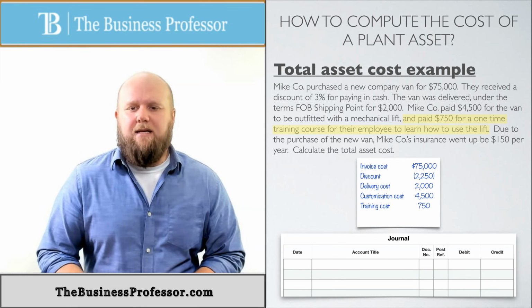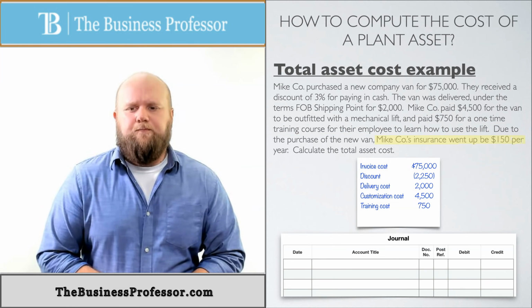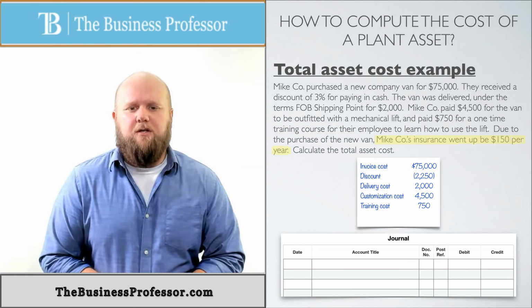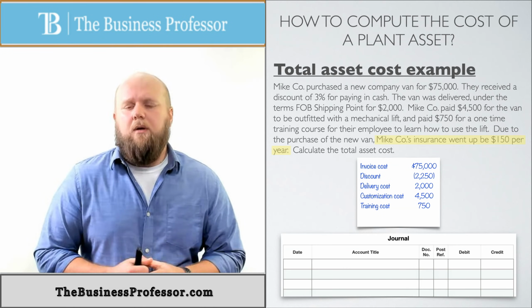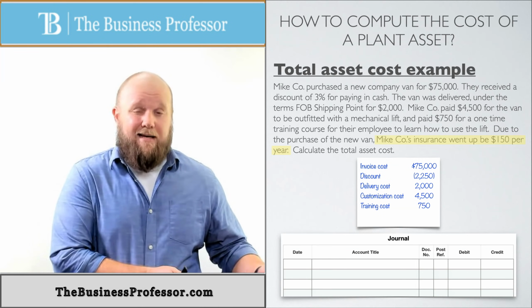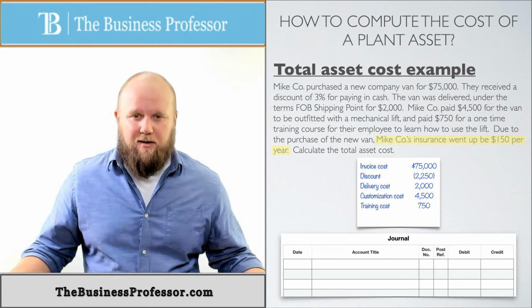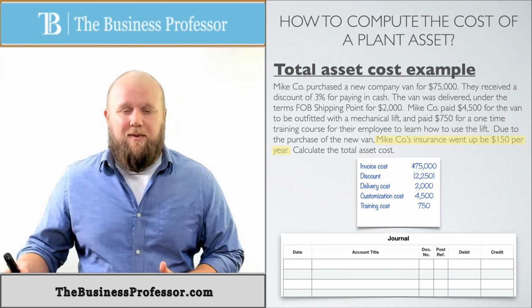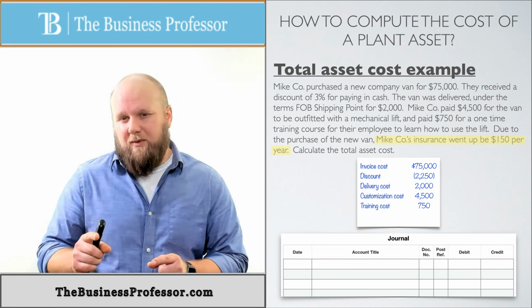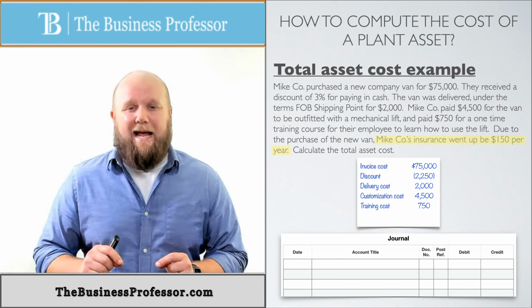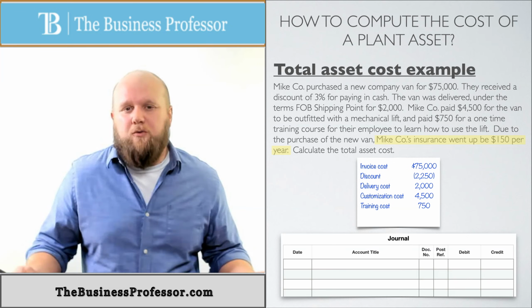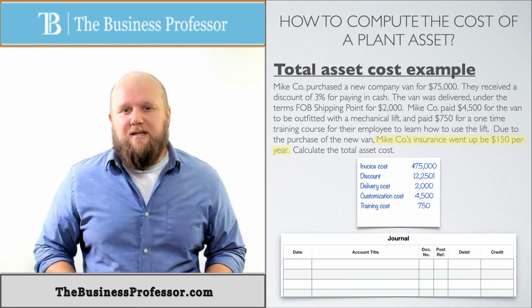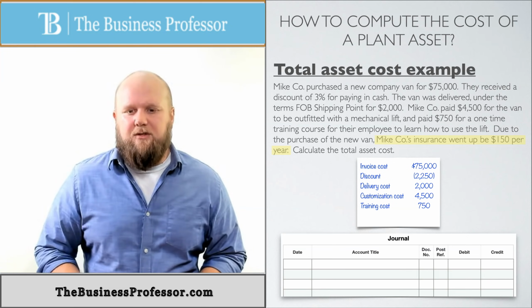And the last one is this insurance. My insurance went up by $150 per year. Do I include that in my asset cost? No, because that's something I already had in place. I was still going to have insurance regardless. All this did is make it go up. And a good way to know that we're not going to use this is because this is an annual amount. We typically don't add annual amounts in here because we don't know what the actual cost is. We're actually going to expense this year over year. So we're not going to include this into the TAC.